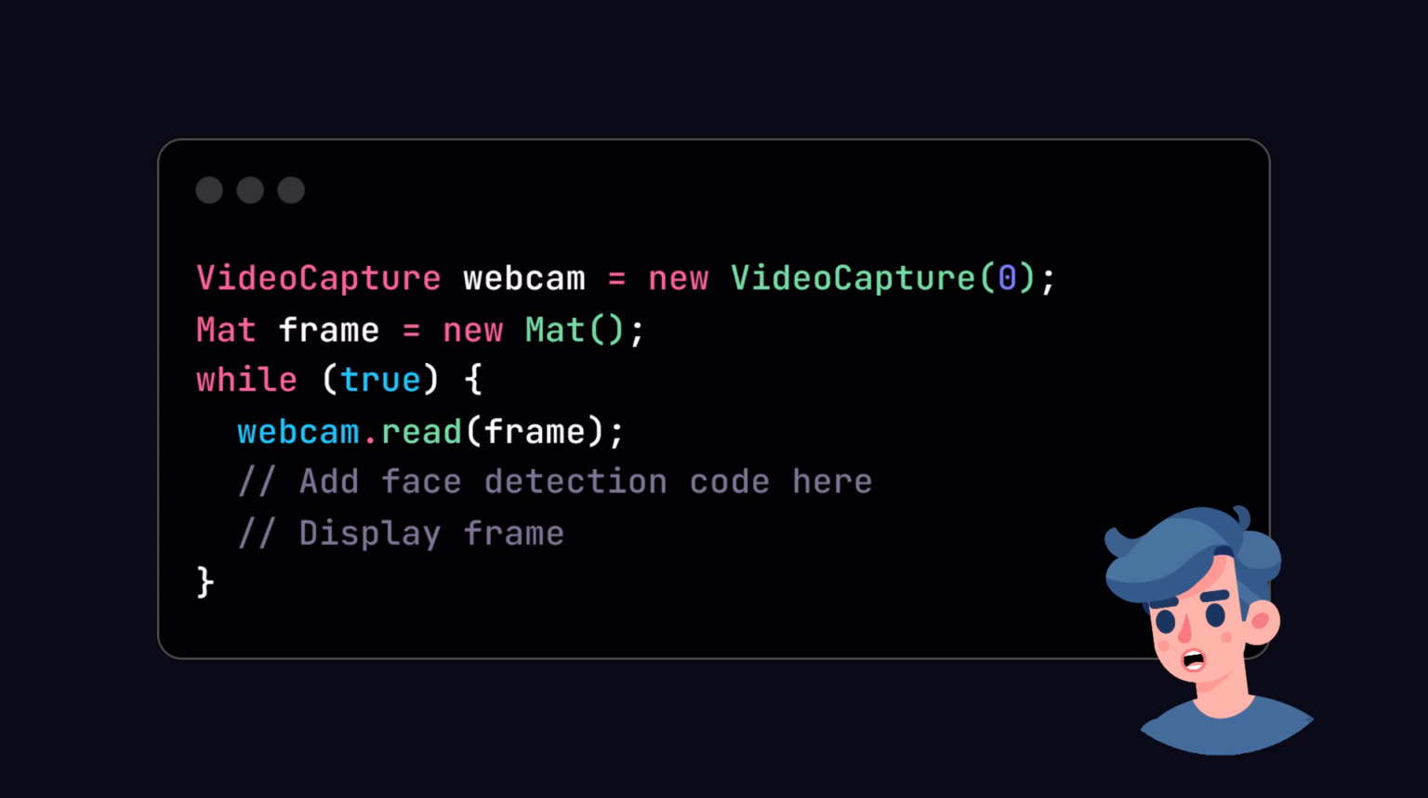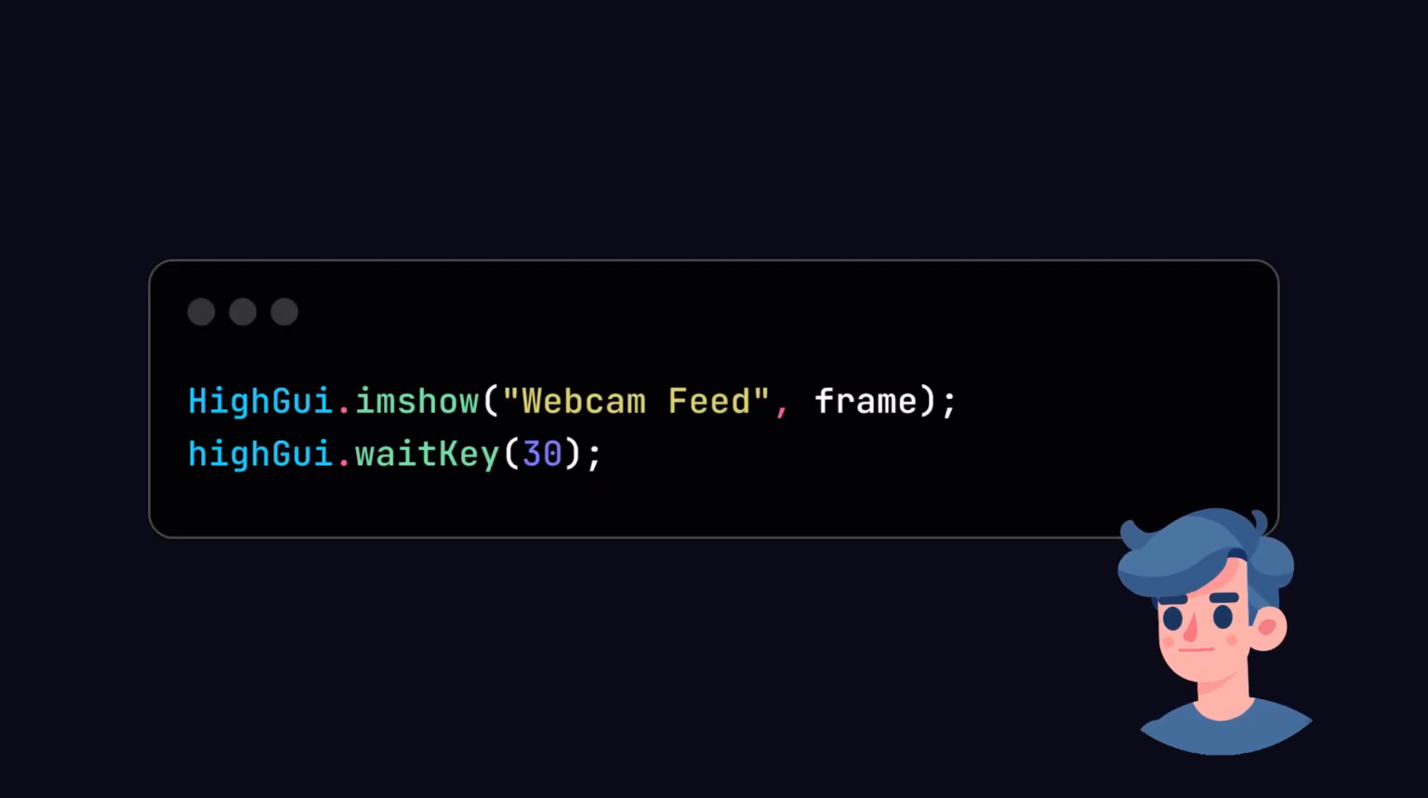Next, we want to capture video frames from the webcam and apply the face detection algorithm on each frame. We'll make some modifications to our previous code by adding a video capture function. Within the while loop, add the face detection code we had used earlier. You can also add a display function to show the webcam feed with detected faces.